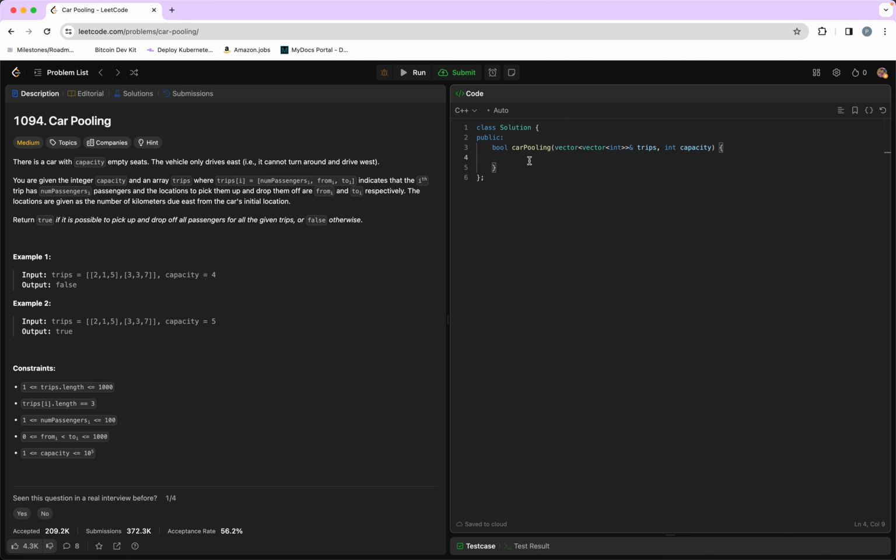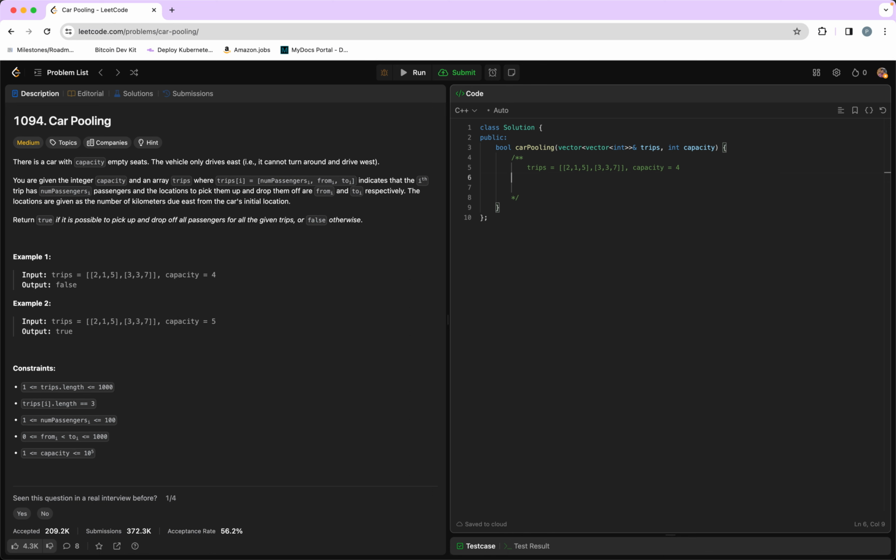with the first example, and let's try to analyze why the answer is false for this, right? So we are being given the trips as 2 1 5, that is the first trip would be consisting of two persons, and they would be traveling from coordinate 1 to coordinate 5. Similarly, for the second trip, there would be a total of 3 persons, and they would be traveling from coordinate 3 to coordinate 7. And we are being given that the car is having a maximum capacity of 4, right?